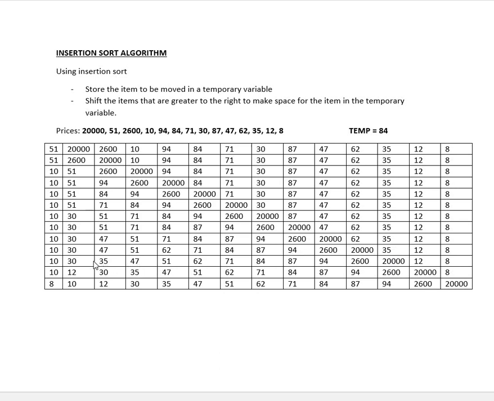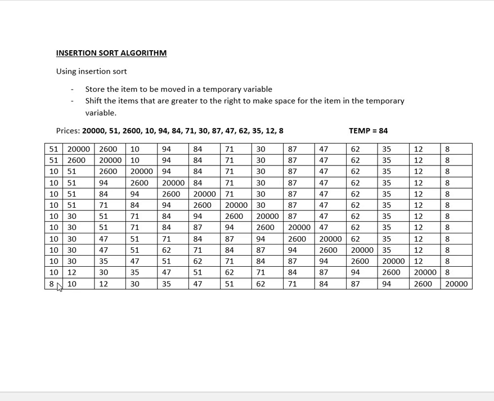So 35 is greater than 30, but less than 47, so it would go where 47 was, and 47 and everything else to the right of it would be shifted to the right to make space for it, and the 10 and 30 would remain in front. The next number would be 12. So 12 is greater than 10, less than 30, so it would take the space where 30 used to be, and the 30 and everything would have been shifted to the right to make space for it. The 10 remains in front.